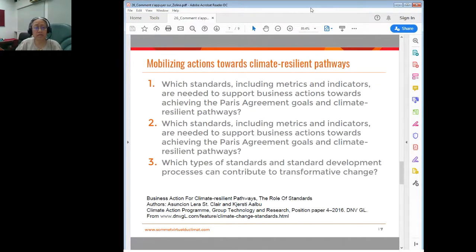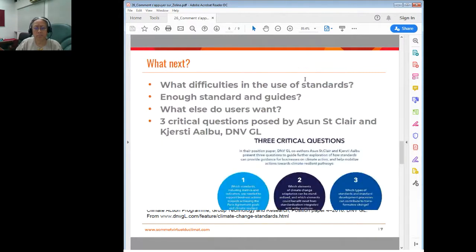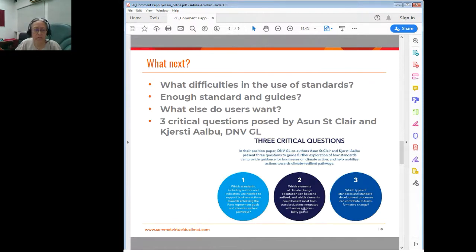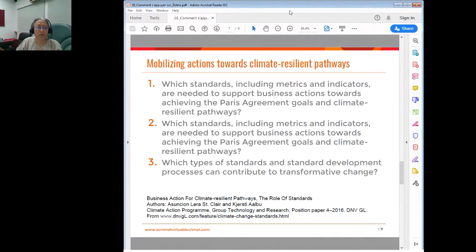The second one is, which elements can be standardized and what should be standardized and integrated to sustainability goals. And thirdly, what types of standards and standard development processes can contribute to transformative change for businesses?